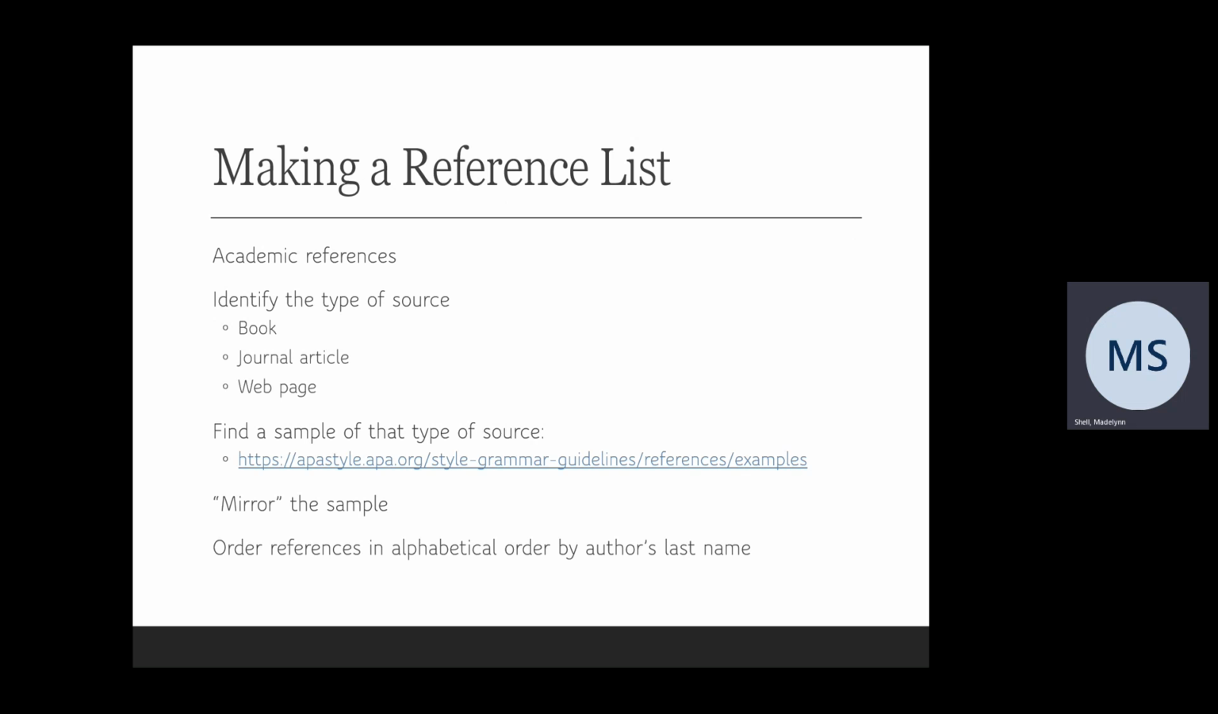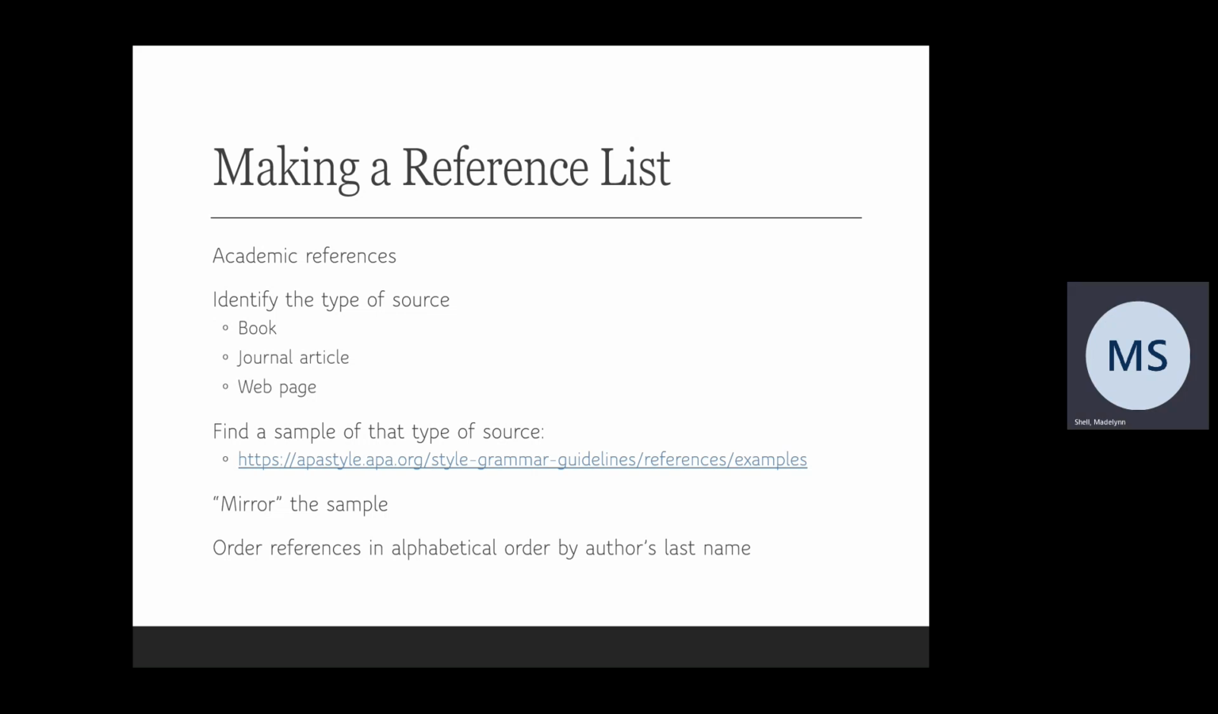Okay, so when we're making a references list, a couple of things to keep in mind. First, in general, depending on the assignment, of course, you want academic references. So these are references in peer-reviewed journals, published books, things like that. Wikipedia articles and personal web pages are generally not considered academic sources. The first step to making an accurate references list is identifying the type of source.